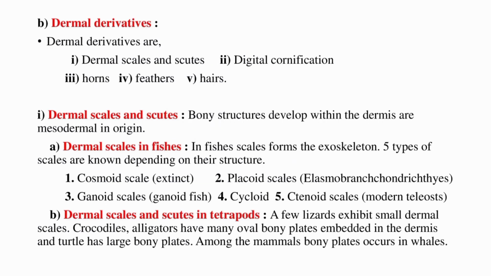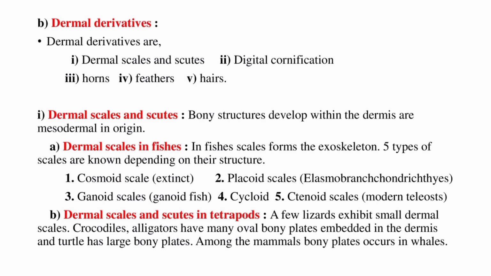So now we can see about the dermal derivatives. Dermal derivatives are dermal scales and scutes, digital cornification, horns, feathers and hairs. First one, dermal scales and scutes. Bony structures develop within the dermis or mesodermal in origin. Dermal scales in fishes. In fishes, scales form the exoskeleton.